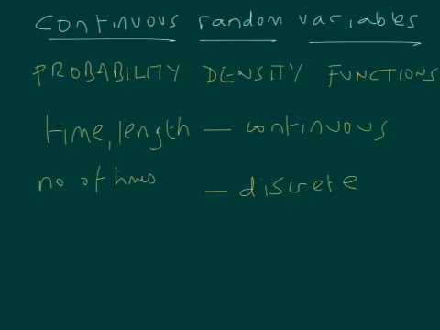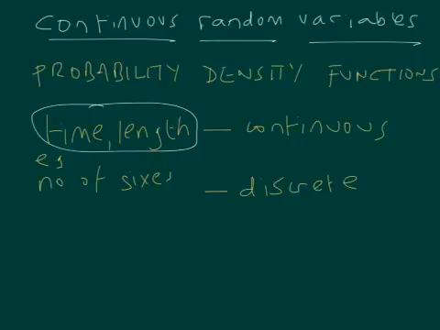So, for example, the number of sixes that you throw when you roll a dice 10 times. That would be an example of that. You can't throw 3.5 sixes. But a continuous variable can take any of the in-between values. So time and length would be examples of a continuous random variable.